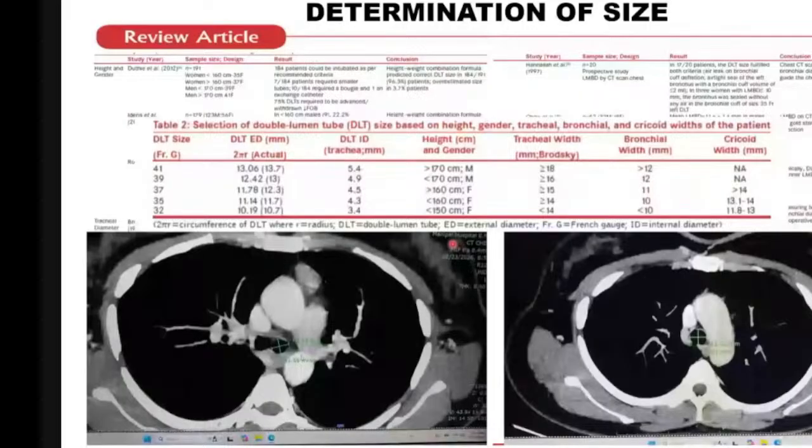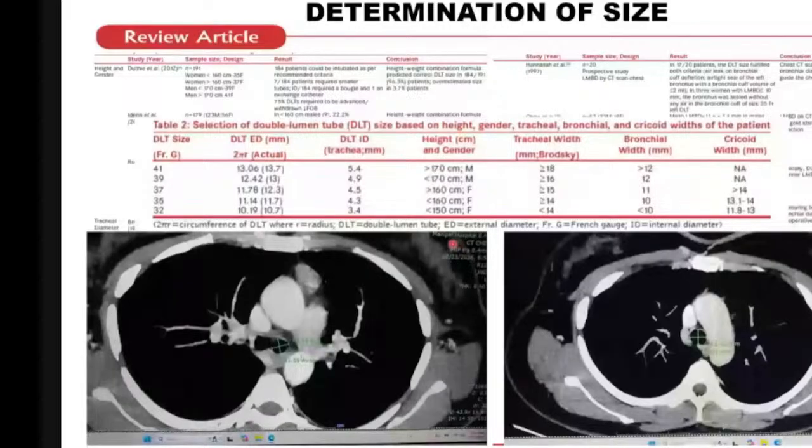Anchor DLT plus. This tube has got a green colored part here, and after placing the laryngoscope, we inflate it, and it automatically helps the placement of the tube, as usual.